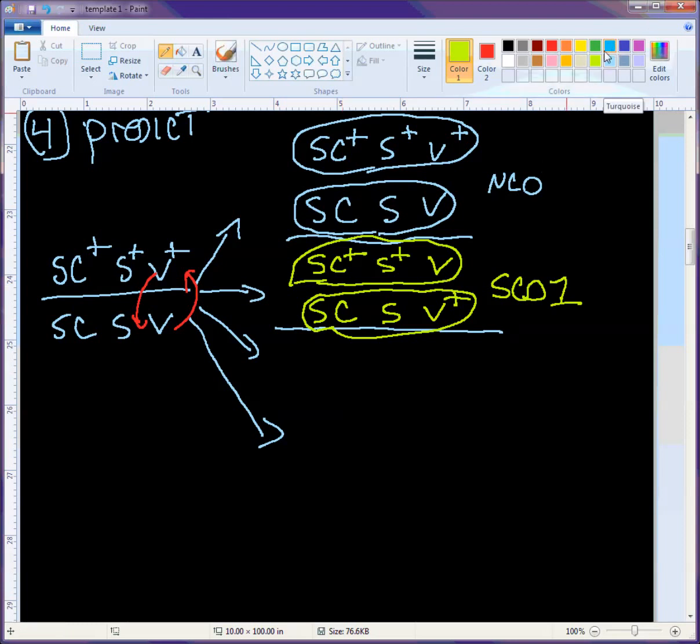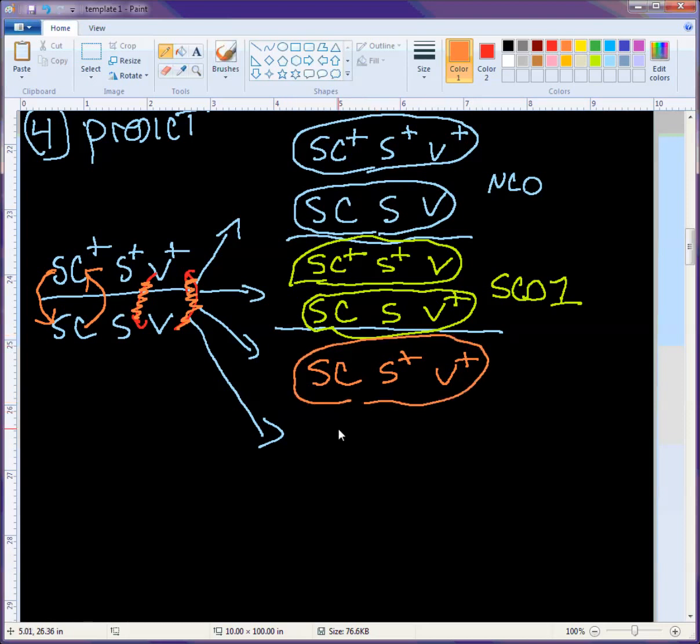Now let's take a look at the next one. So this one over here, the next class, we're going to assume a crossover is happening between SC and S. So the wild type allele is going to go down, and this one's going to go up. And ignore this over here. Okay. So SC, S plus, V plus is one gamete. SC plus, S, and V is the other gamete. And that's single crossover class 2.